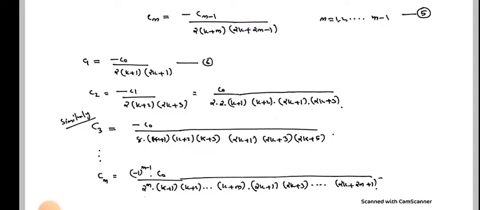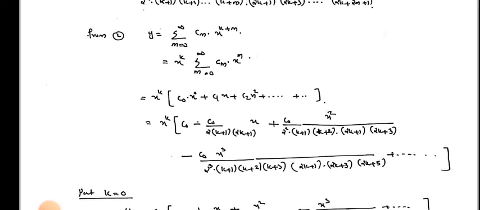Cm is equal to minus 1 all raised to m minus 1 into C naught all divided by 2 raised to m into (k plus 1) into (k plus 2) into etc. into (k plus m) into (2k plus 1), (2k plus 3) etc. (2k plus 2m plus 1).